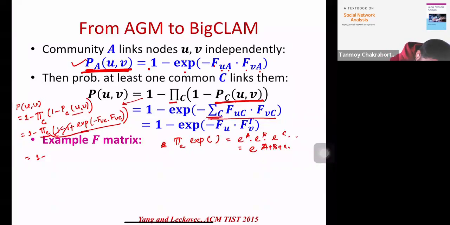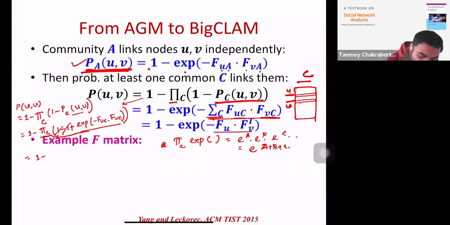Now think of this sum over c of f_uc and f_vc. What does it mean? In that bulky F matrix, this is your c, this is one row u, this is one row v, and you are taking the dot product. So you're basically taking the dot product of this row and this row, F_u and F_v transpose. So 1 minus exponential of this one. So this is the probability.